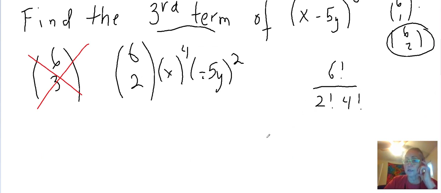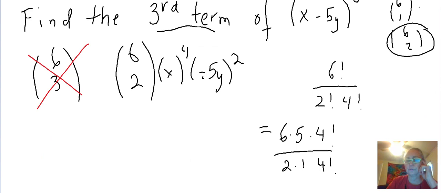Now, I'm going to show you a shortcut on expanding this. Instead of writing 6 times 5 times 4 times 3 times 2 times 1, I'm going to do 6 times 5, and I recognize that 4, 3, 2, 1 is 4 factorial. And then I'm going to do 2 times 1, and I'm going to leave that 4 factorial, because look, I can divide those right out. 30 over 2 is 15. You can also get that from the triangle.